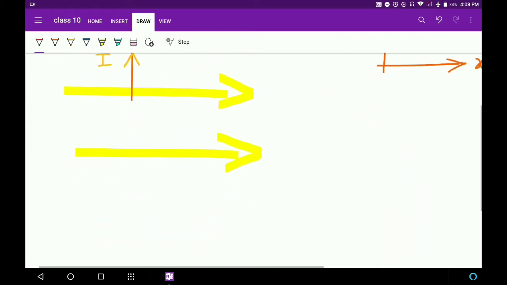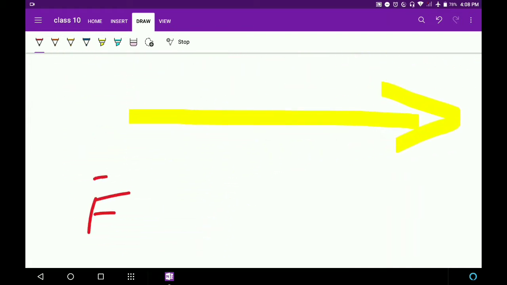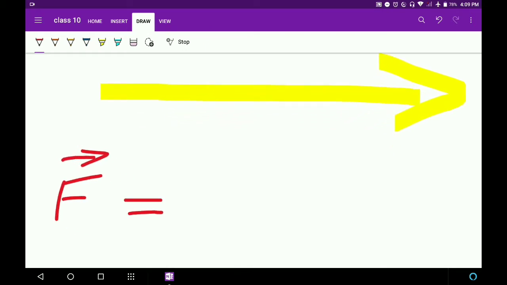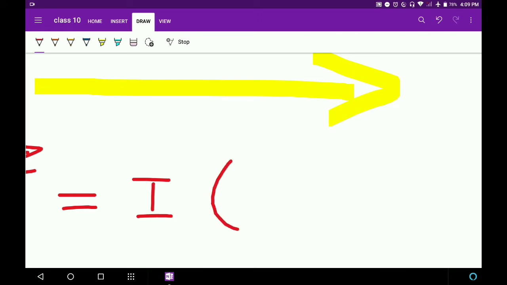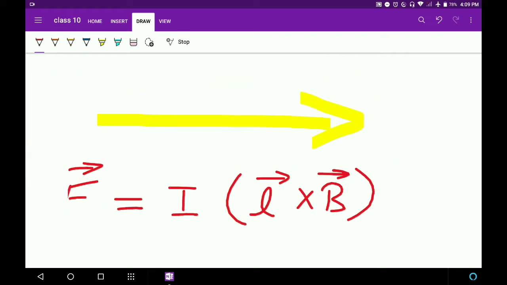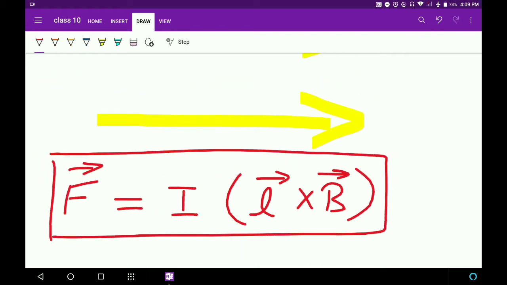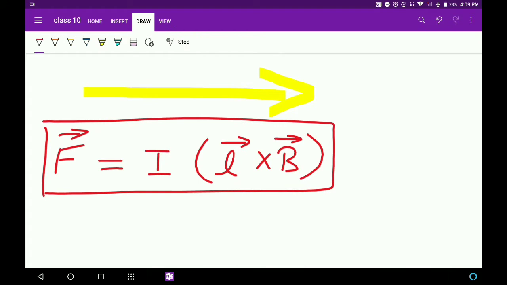Now let us see what is the formula regarding this. The formula for this force is simply the magnitude of current multiplied by L cross B. To understand this formula properly, you should understand cross product. This multiplication sign which I have used over here is not normal multiplication, it is basically cross product.